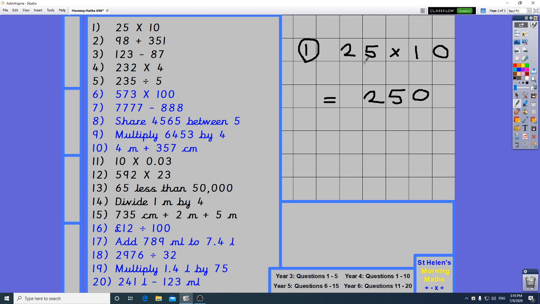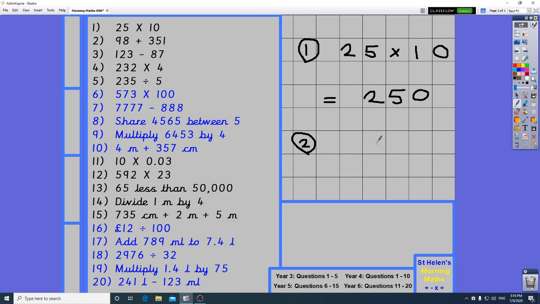But you don't really learn your 25s till year 4. If you want to hear them a bit early, they go 25, 50, 75, 100, 125, 150, 175, 200, 225, 250 is the 10th one. So we'll be working on our 25s in year 4.